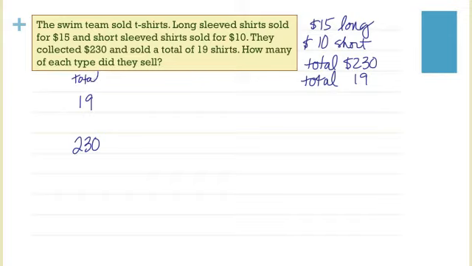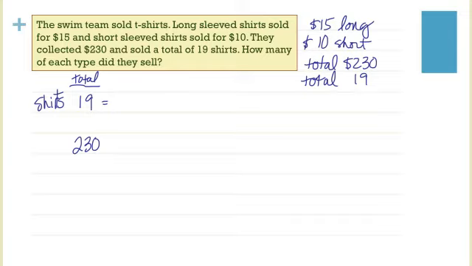And it's not that you're always going to have 2 different totals, but on this one you do. 19 is the total number of shirts. So I'm going to have one equation that's just dealing with the total number of shirts. Well, what else do I know about shirts? Well, I know there were 2 different kinds.